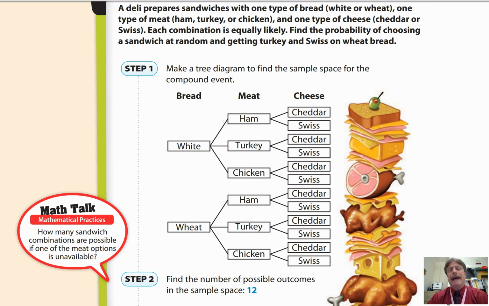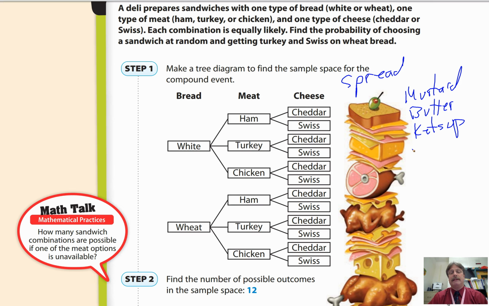So I said a moment ago that we could even extend this out one more time. So what if we had a column called spread? And we're talking about like mustard. Some people put butter on. Some people put ketchup on. You know, or any other types of spread that you would put on any of these sandwiches.